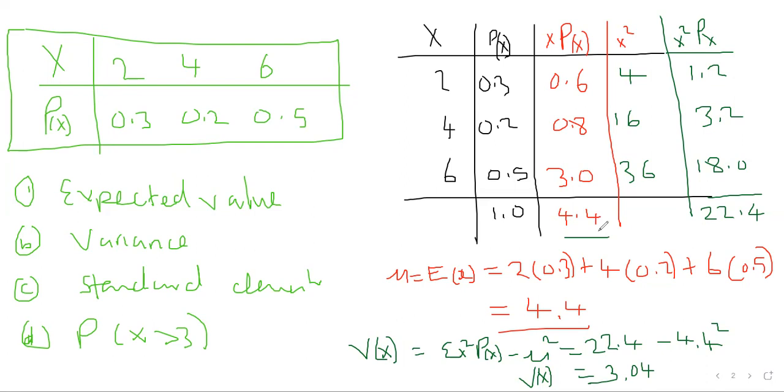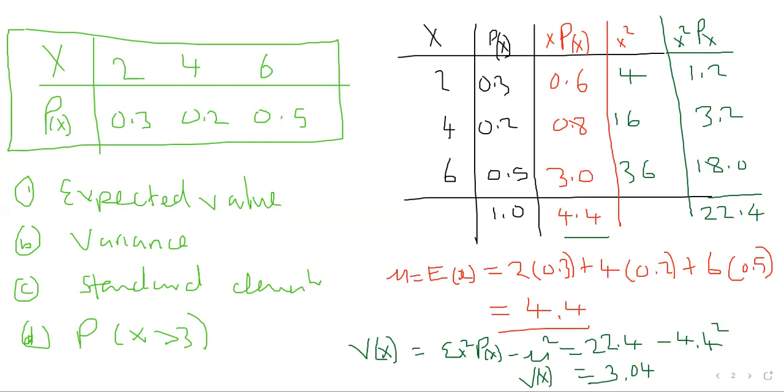Then we're asked to calculate the variance, so we square the values of X and multiply by the respective probabilities. The total that we got was 22.4, and we subtract the square of the mean to get our variance. So the variance is specifically the summation of x squared p(x) minus the mean squared.